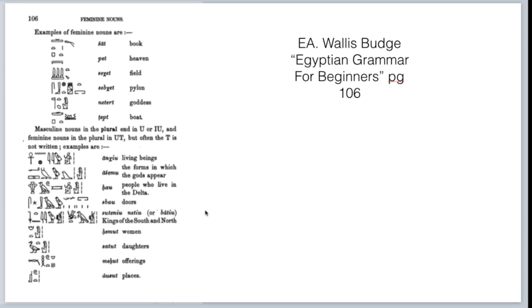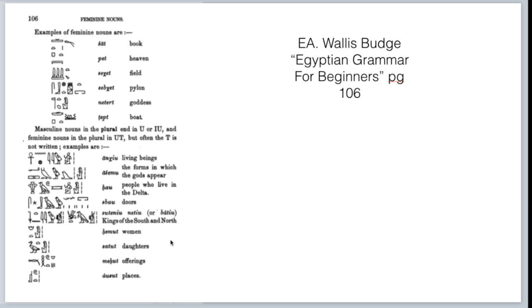Oh, but before we do, we have one more. I forgot. We have E.A. Wallace Budge from his Grammar for Beginners, page 106. He has the same thing. So Budge is in agreement. So that's 5 so far: James Allen, James Hodge, Gardner, Lepriano, and we have Budge.